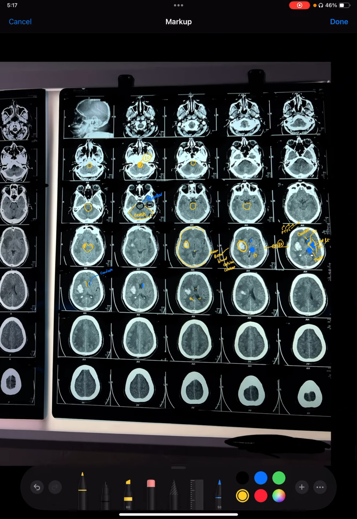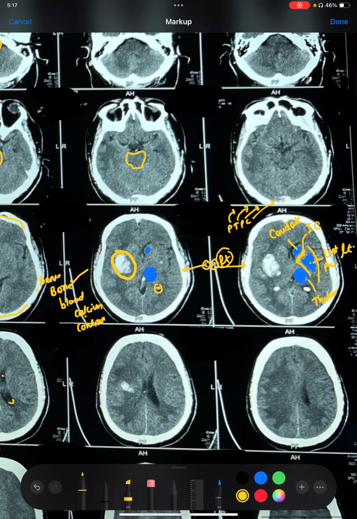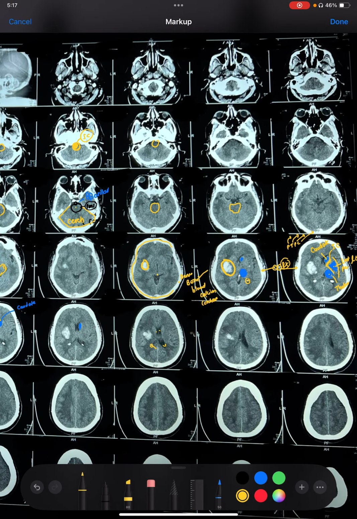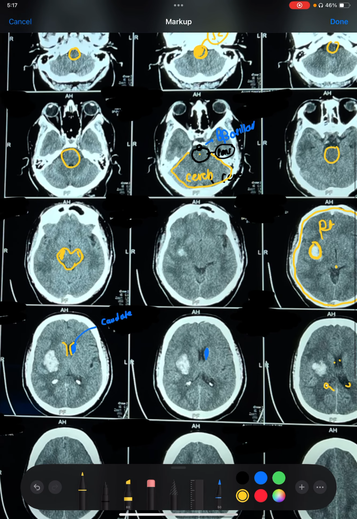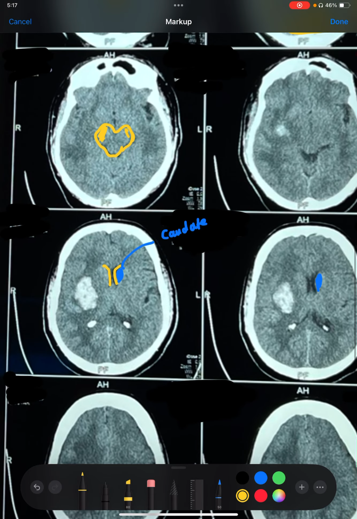We have identified the most important structures: the putamen, caudate lobe, thalamus, and brainstem. So this is very typical of a right-sided putaminal bleed. This is a very typical right-sided putaminal bleed with so much edema.